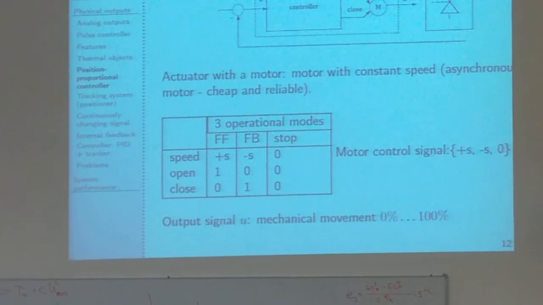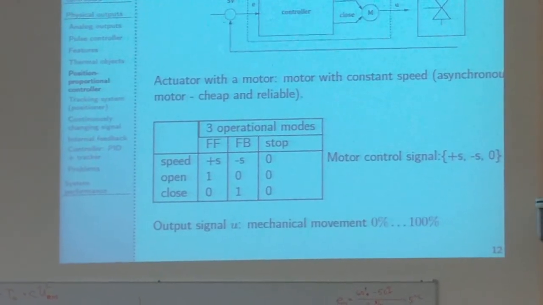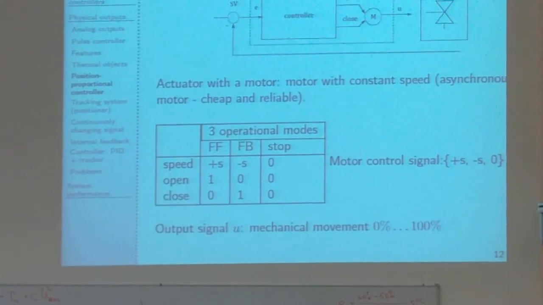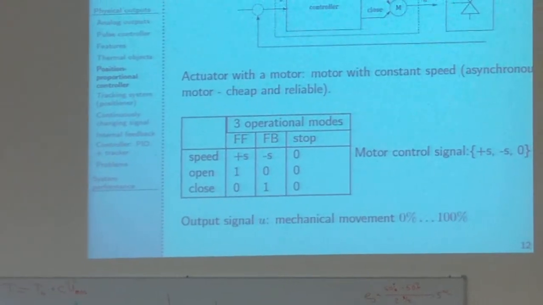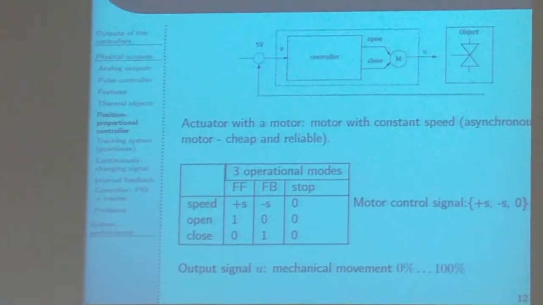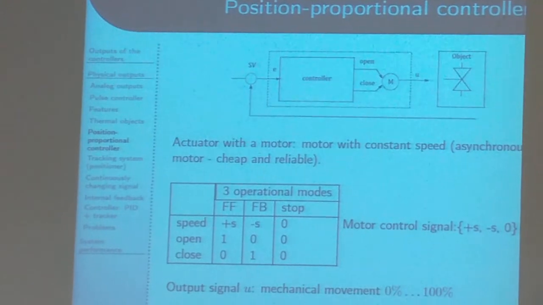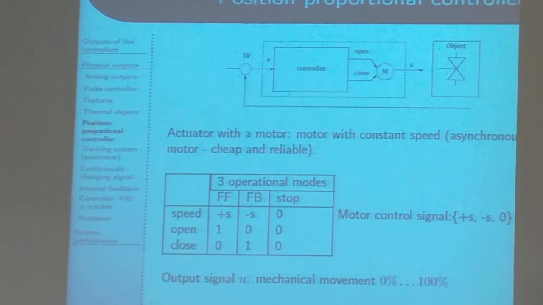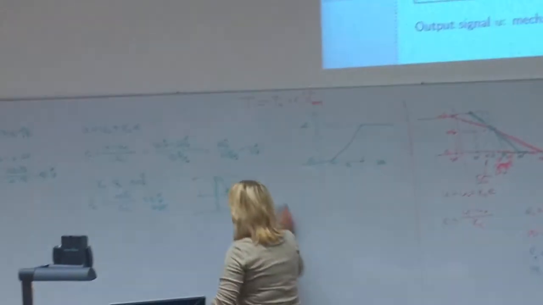Another type of controller which is used in our laboratory is the so-called position proportional controller. We are dealing with floating control with our motor, and why should we use such a strange technique? First of all, we are using a three-position controller with hysteresis and deadband.